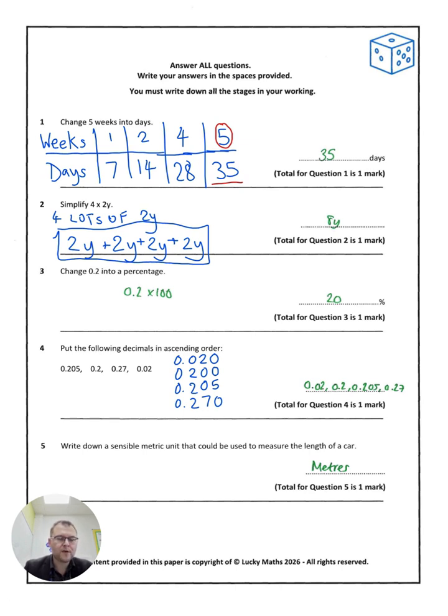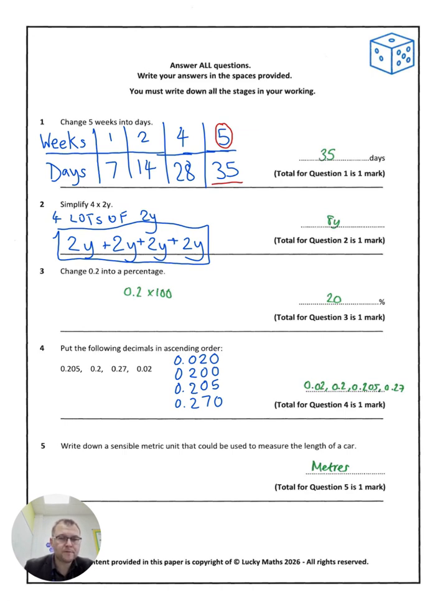The first page, a couple of options, maybe a few techniques to do things a bit differently. Question 1, using a ratio table, if 1 week equals 7 days, using doubling is quite a good strategy. Just to confirm, 5 weeks is 35 days. Question 2, 4 lots of 2y. I've written it out in full to prove why that is 8y, because some students may believe that might be 6y for some reason.